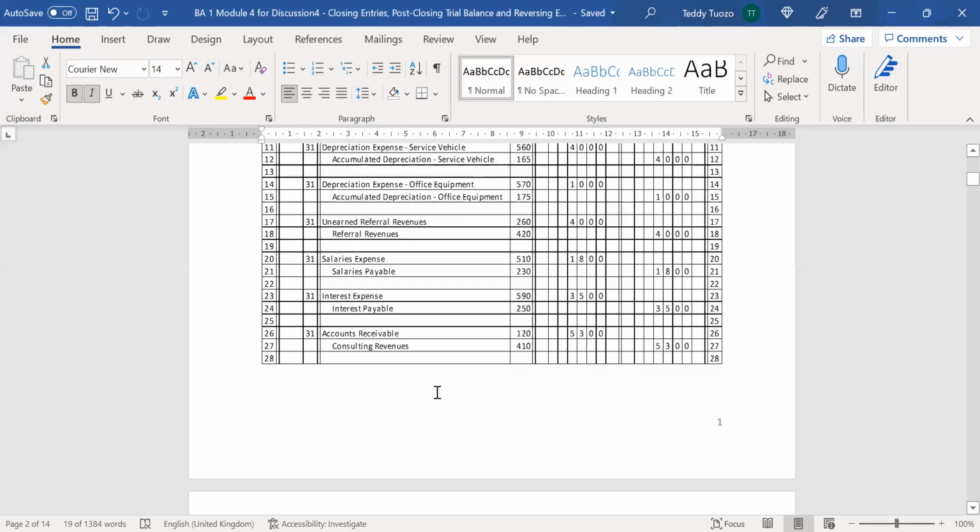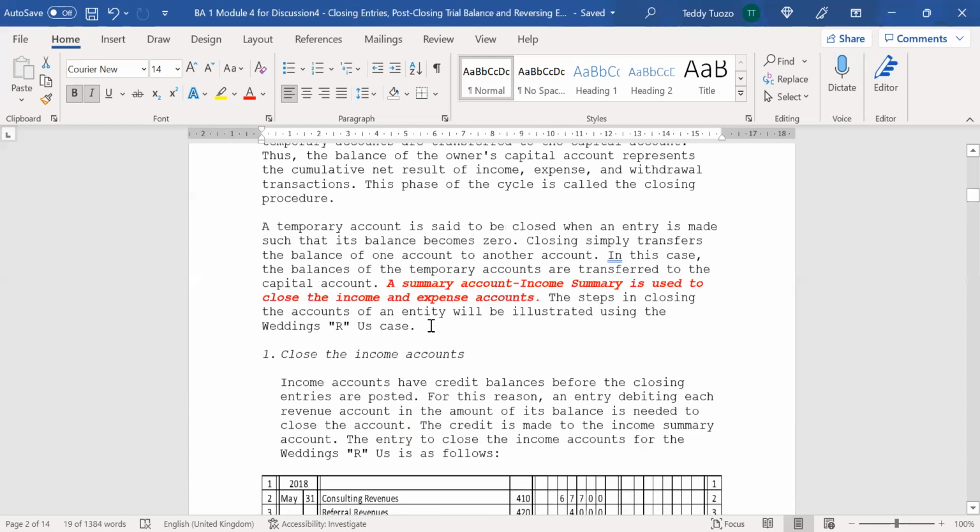And another one, we debited accounts receivable, then nag-credit kita ng consulting revenues. Does this qualify? Yes, no? Because the asset here is increased. Nag-increase ang asset.